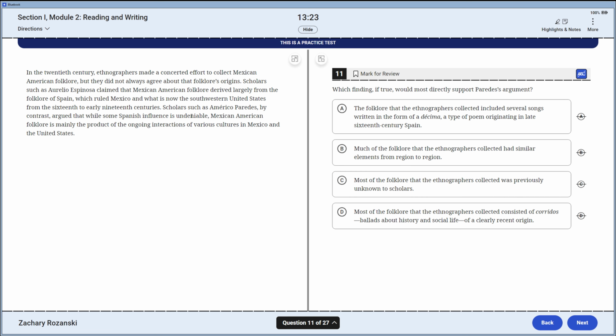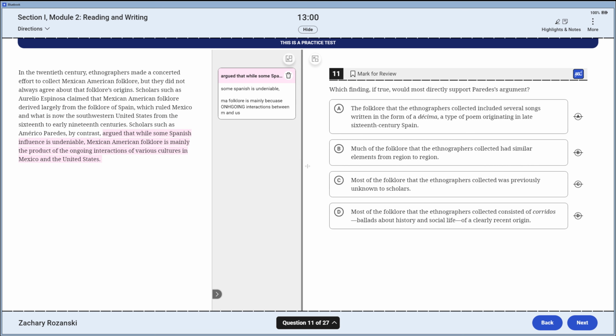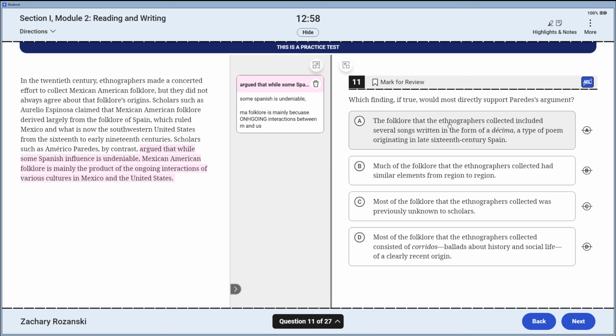Let's find their argument. Scholars have argued that some Spanish is undeniable, and that folklore is mainly because of ongoing interactions between M and US. All right, let's go into the items and see what we've got here. The folklore that they collected included several songs written in this poem. Originally, no, we want to see ongoing. This late 16th century kind of takes them off the table.